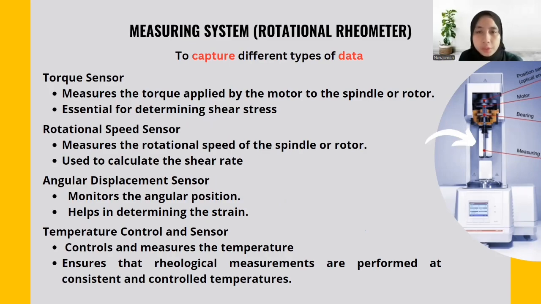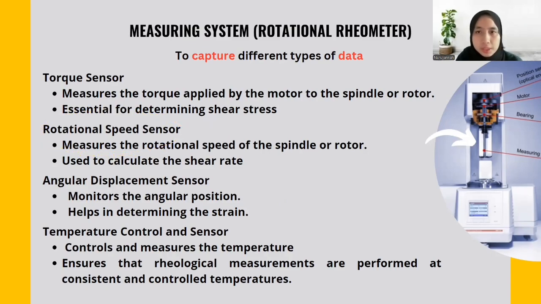Among the measuring systems for a rotational rheometer is the torque sensor. It measures the torque, which is the rotational force applied by the motor to the spindle or rotor. It is essential for determining shear stress, which is calculated from the torque and geometry of the measuring system.